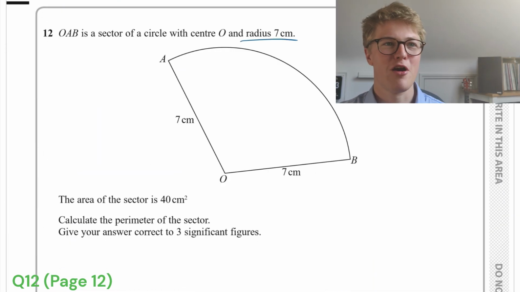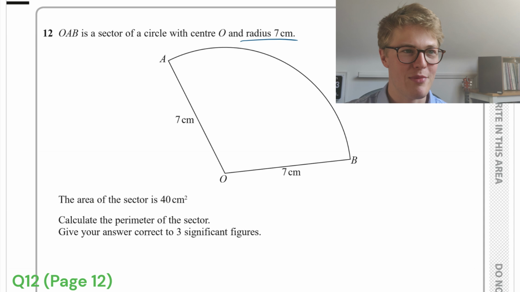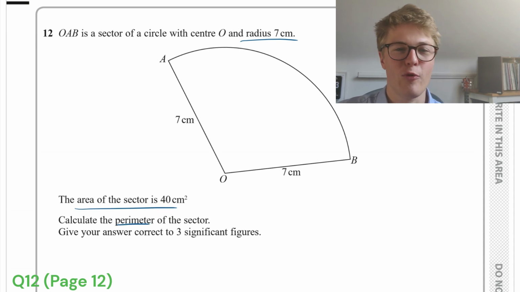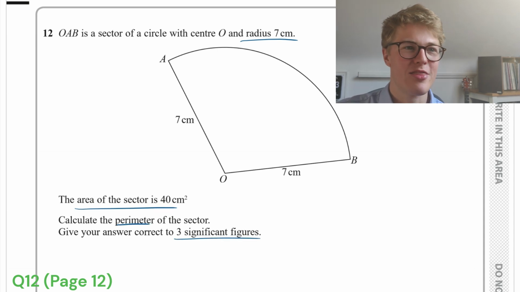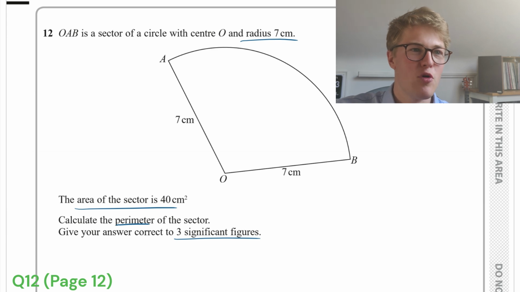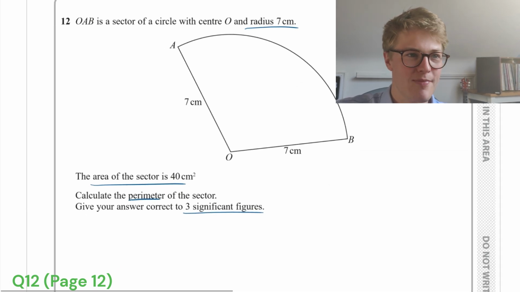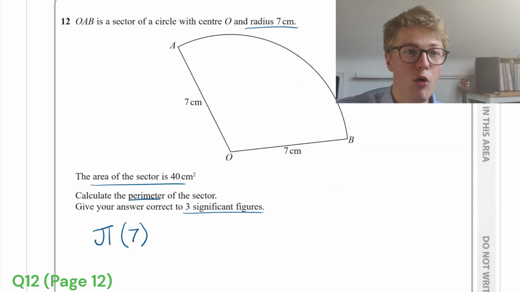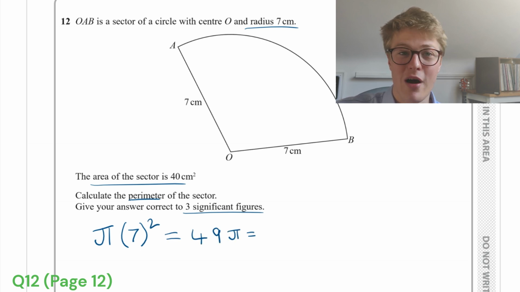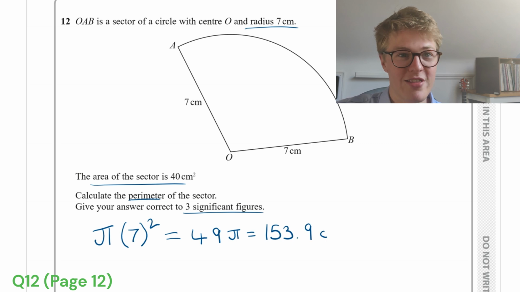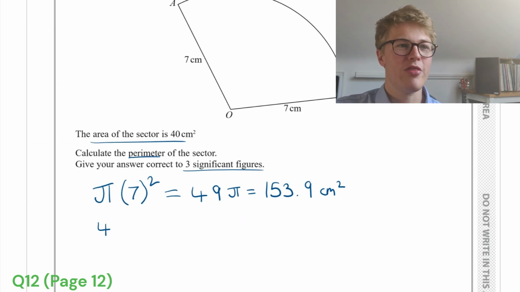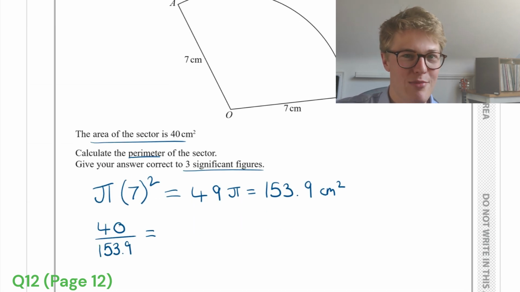OAB is a sector of a circle with centre O and radius 7 centimetres. The area of the sector is 40 centimetres squared. Calculate the perimeter of the sector. Give your answer correct to 3 significant figures. So the area of the whole circle would be pi times 7 squared, which is 49 pi or 153.9 centimetres squared. We know that the area of this sector is 40 centimetres squared.